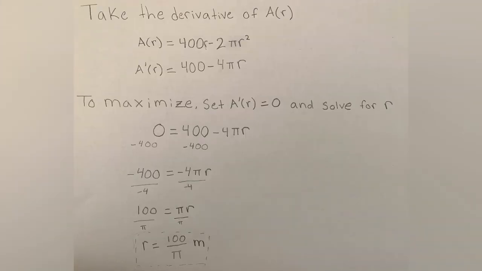Now we need to take the derivative of A of r. We do this by subtracting the powers by 1 and multiplying them by the constant. The derivative of A of r is 400 minus 4 pi r. In order to maximize the function, we need to set the function to 0 and solve for r. Subtract 400 from both sides, then divide by 4 and pi. The maximum value that r can be in order to get the rectangle's maximum area is 100 over pi.